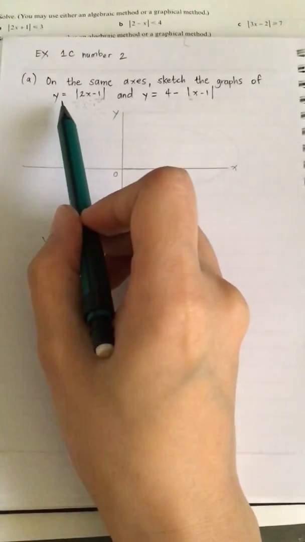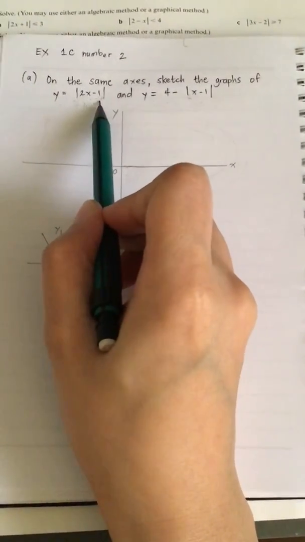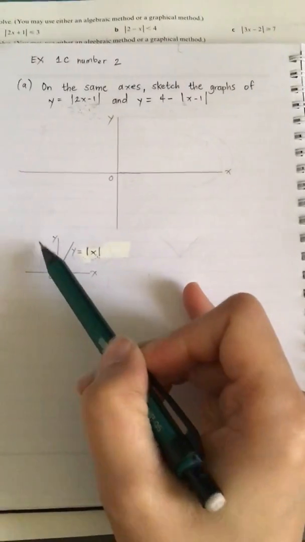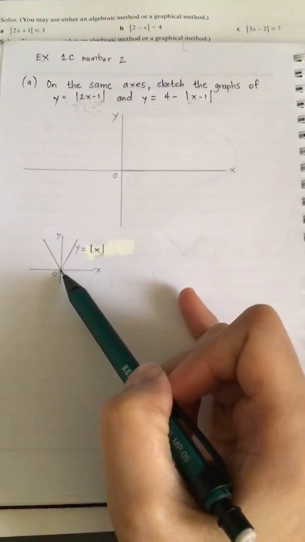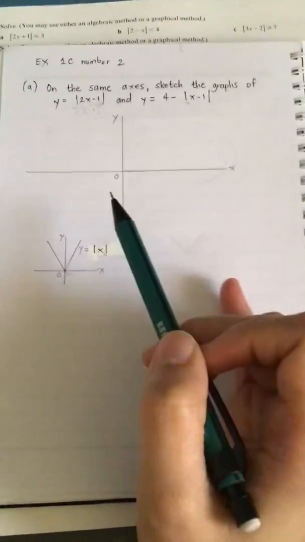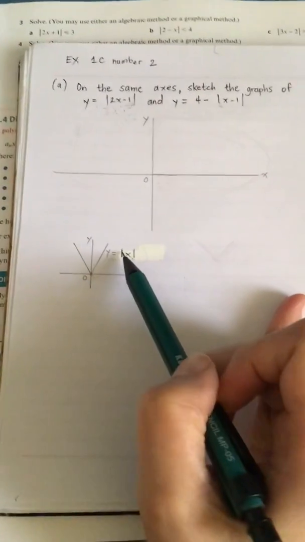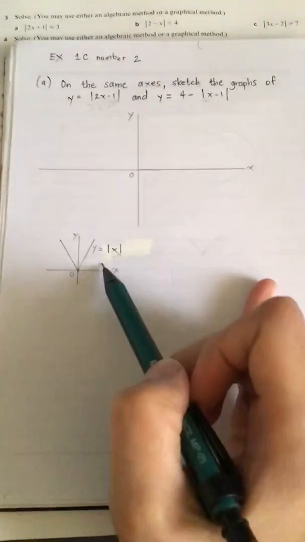So let's start with this: y equals the absolute value of 2x minus 1. This V graph here, which has a vertex at (0, 0), will be transformed. So how do we get the transformation? By comparing these two equations.